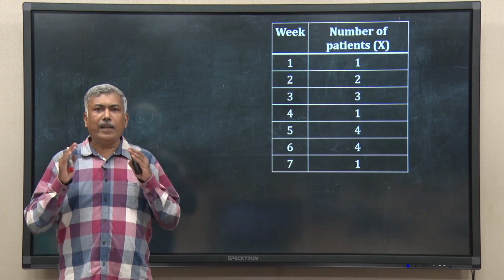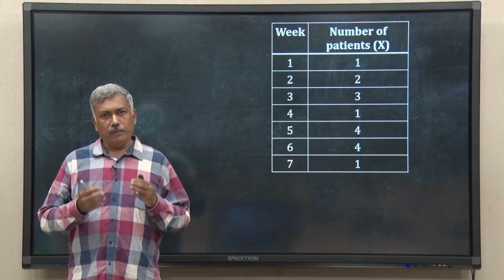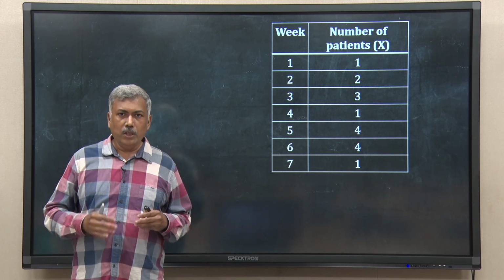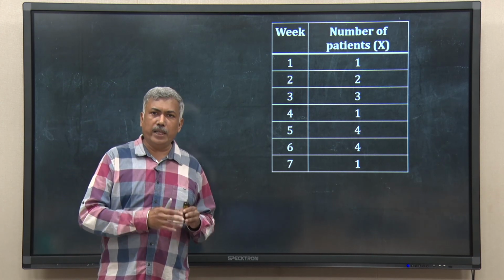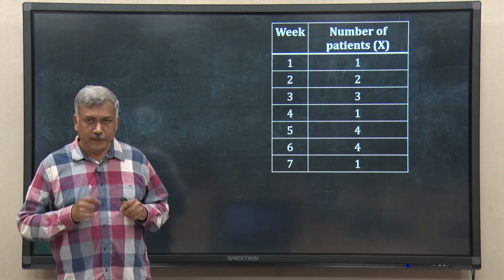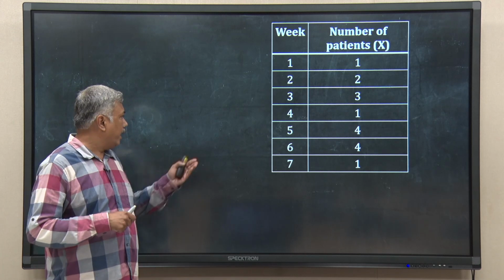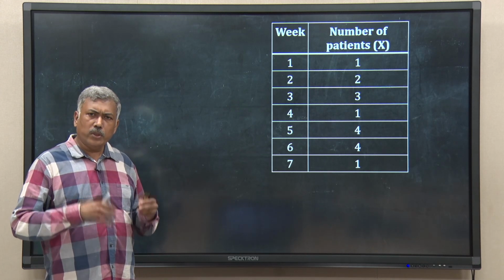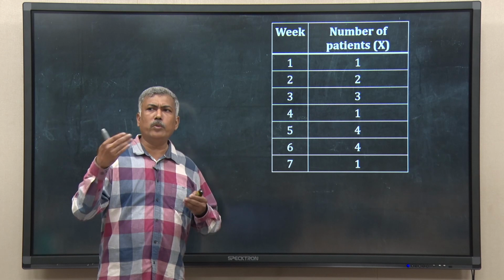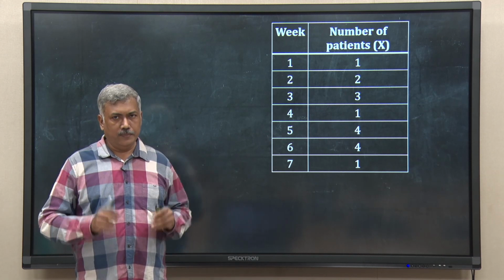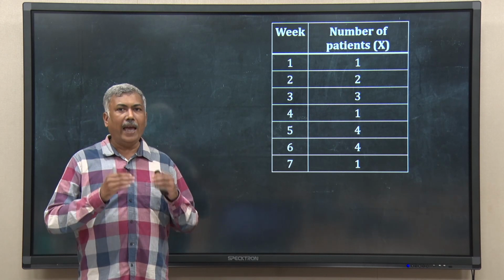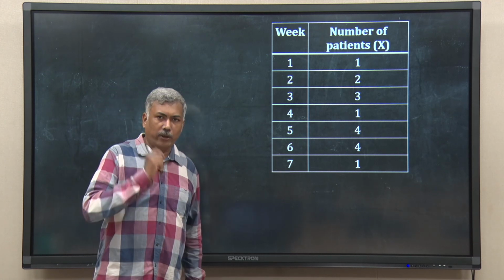Suppose I am collecting data from a cancer hospital and I have shown some data here. I have collected the number of patients, particularly throat cancer patients, who are getting admitted to that hospital per week. So, in the first week we have 1, in the third week we have 3 people, and in the sixth week we have 4 people. In this way, suppose for 7 consecutive weeks I have collected the number of throat cancer patients admitted in that hospital.